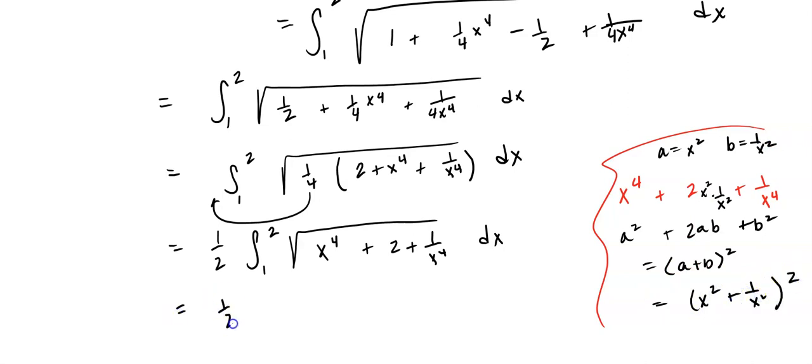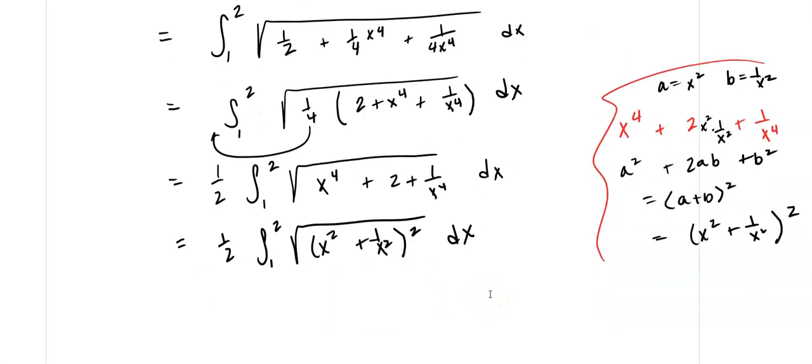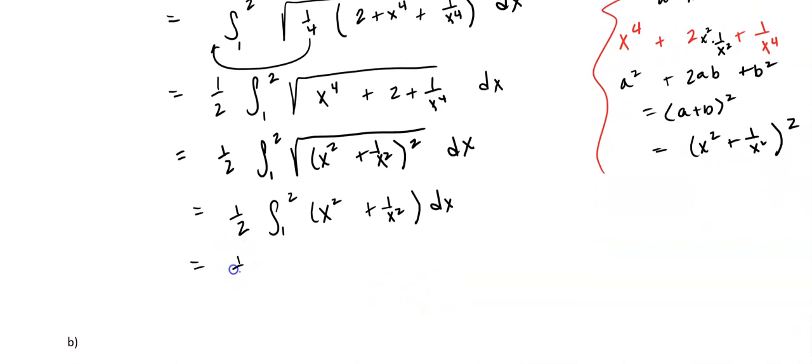So I'm going to replace that in my integral. We're just being clever with algebra. And since I'm taking the square root, I can remove the squared, cancel out the square root and the squared, which leaves me with x squared plus 1 over x squared. And I can write that 1 over x squared as x to the negative 2 power.